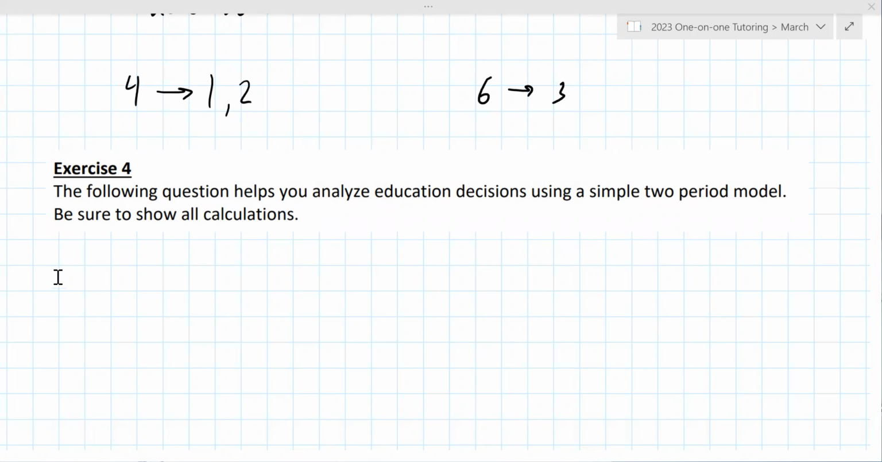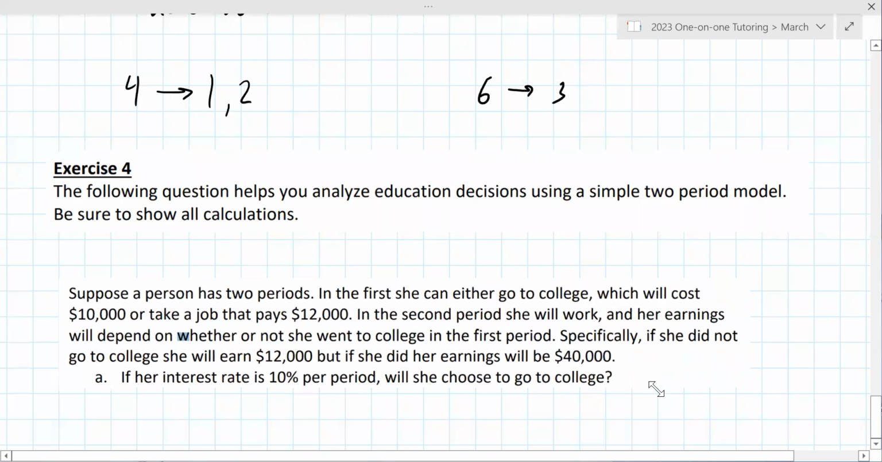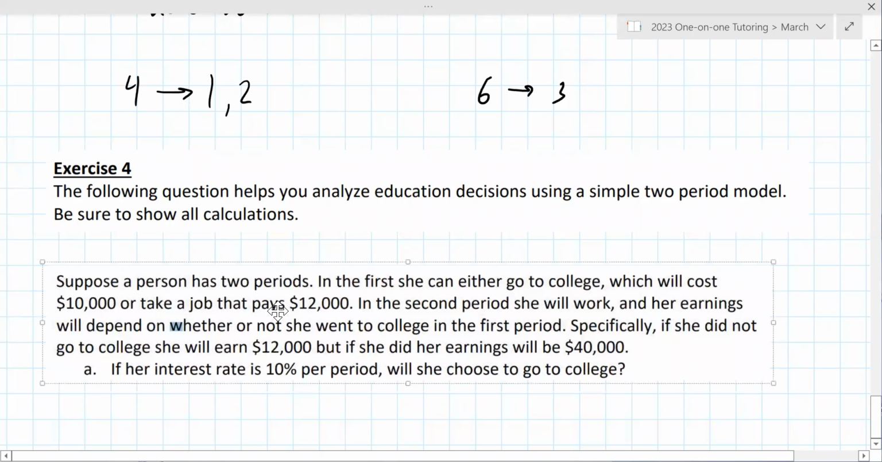Okay, so here's exercise 4, and then the relevant second part here. Simple 2-period model. So I guess 2 scenarios here. She can either go to college, which will cost $10,000, or take a job that pays $12,000. In the second period, she'll work, and earnings will depend on whether she went to college in the first period. Specifically, if she did not go to college, she will earn $12,000 again. But if she did, her earnings will be $40,000.